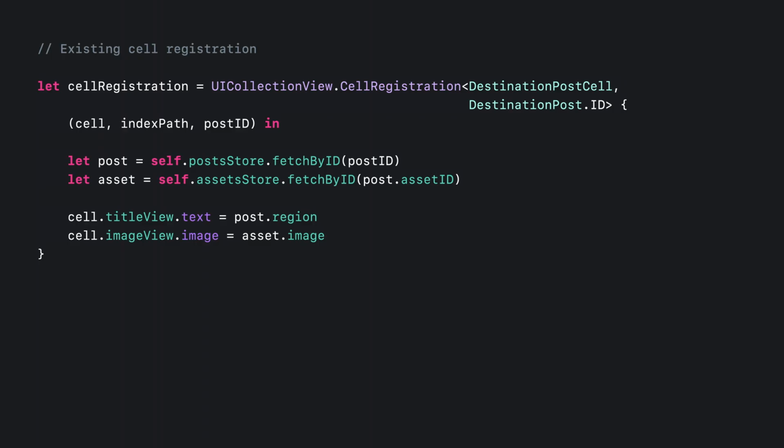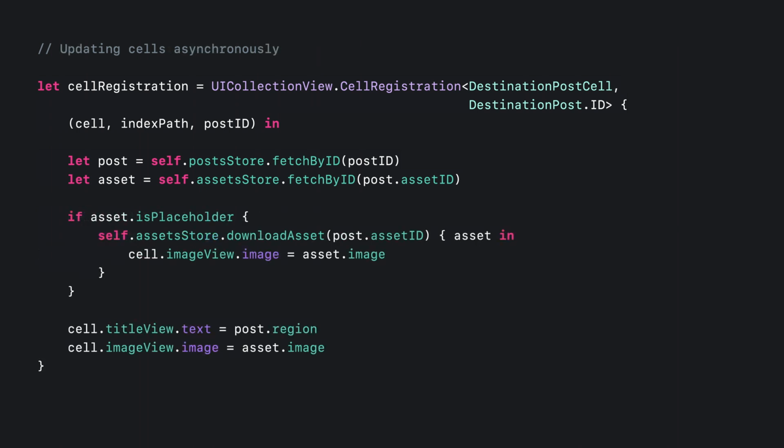Let's take a look at extending our registration's configuration handler to support this new approach. Here in the registration's configuration handler, we already fetch the asset from the asset store. The store will always return an image, but it may not be the full asset. It might need to be downloaded. The asset object indicates this with the isPlaceholder property. When this is true, we will ask the asset store to download the full image. When the load operation completes, it's time to update the cell's image view.